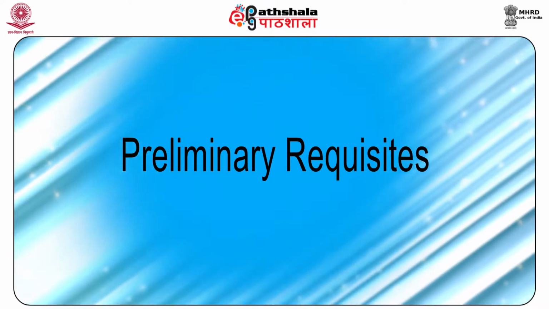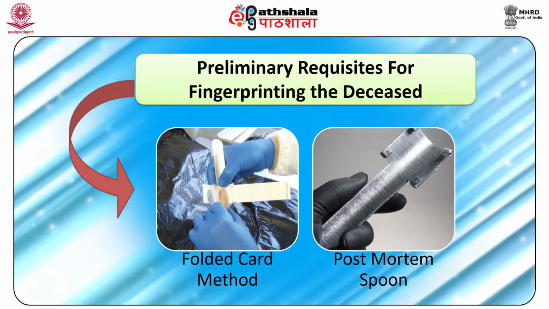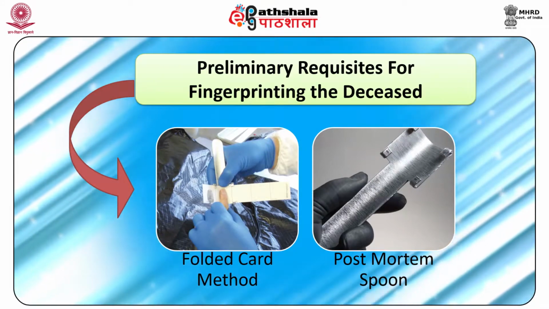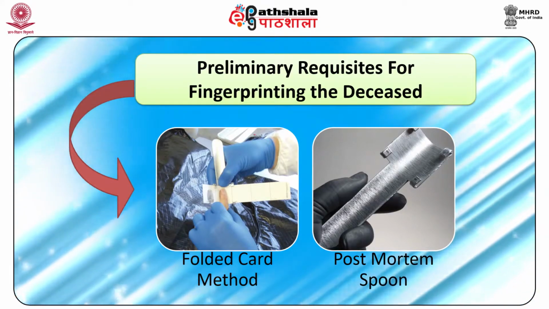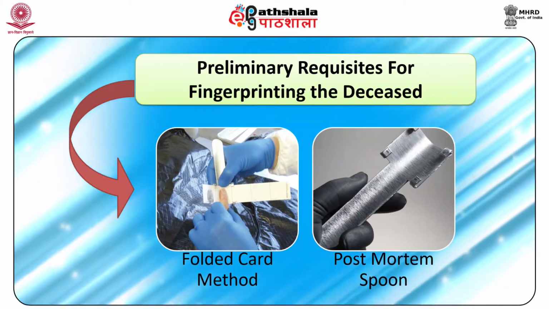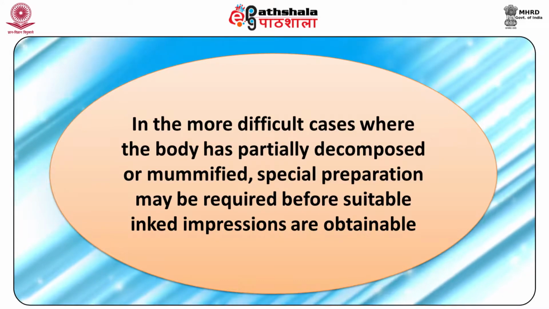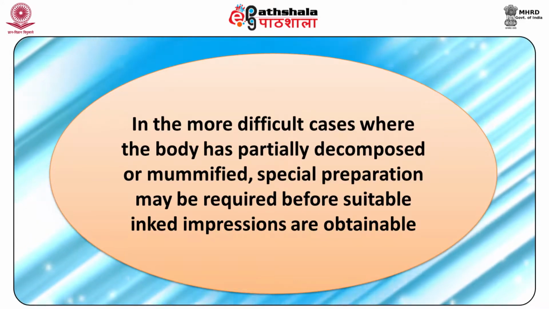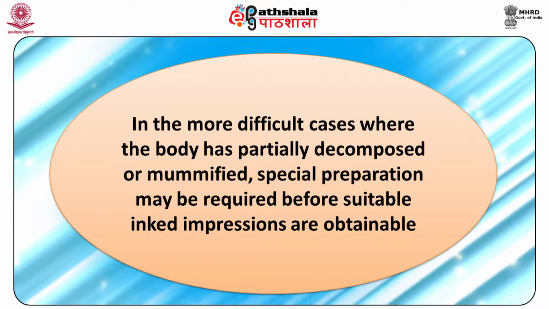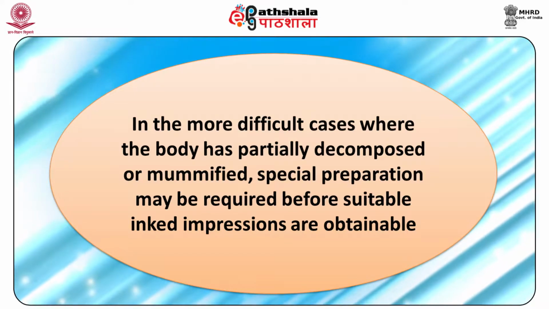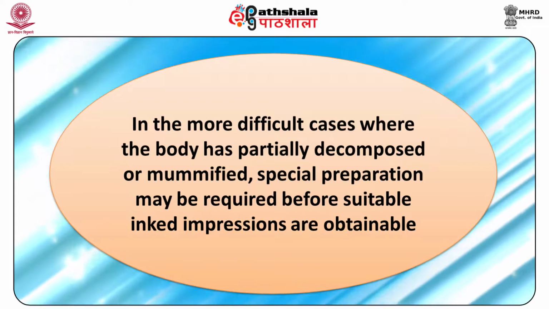Preliminary requisites. There are several methods now being used in the fingerprinting of deceased persons. Examples are the folded card method or the use of special equipment such as the post-mortem spoon. In the more difficult cases where the body has partially decomposed or mummified, a special preparation may be required before suitable inked impressions are obtainable.